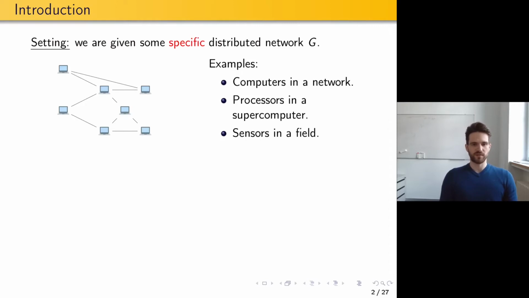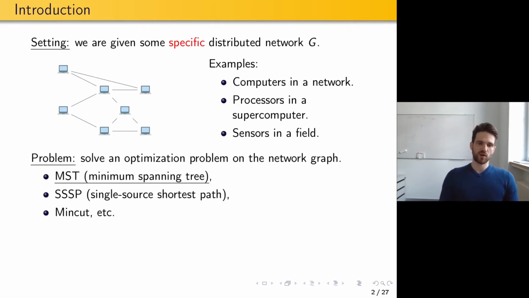Suppose that we are given some specific distributed network G. How should you think about the distributed network G? You should either think about some computers in a large network like the internet, perhaps about processors in a supercomputer, or even sensors in a field.